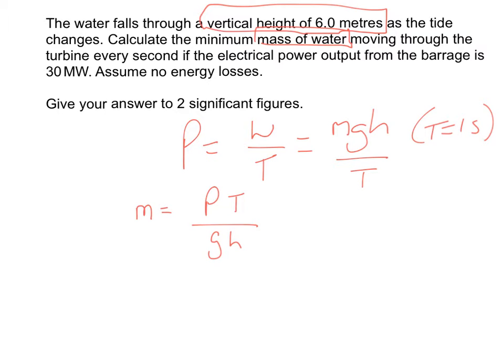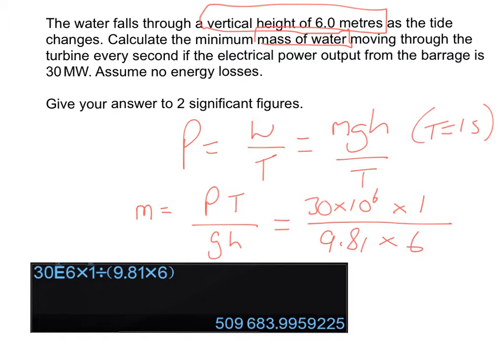So rearranging this, the mass is going to be power times time over gh. So t, remember, is just 1 second. g we can get from our formula sheet. Power and h are given in the question. So top line we've got 30 mega times 1 second, and bottom line we've got 9.81 times the 6 meters. And I'm getting for that approximately 510,000 kilograms. And they've asked us to be accurate to two significant figures, so that's the appropriate rounding up there.